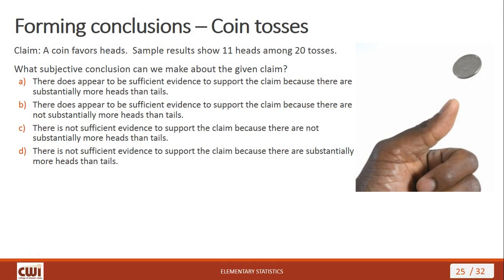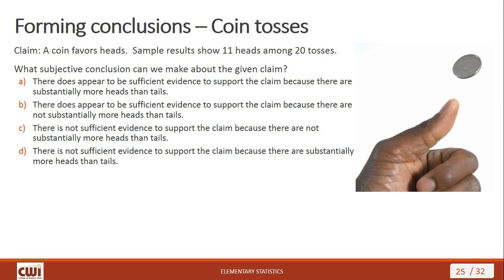Let's look at another example. We're forming conclusions with coin tosses. So a coin favors heads is our claim. We have a sample that shows 11 heads among 20 tosses. So we have 11 heads and 9 tails in 20 tosses. Now, what subjective conclusion can we make about the given claim? Well, here we're looking at proportions, and we're saying that the proportion is going to be greater than 50%, because the coin favors heads. So the proportion of heads in our population is going to be greater than 50%. That's the claim, because it favors heads.